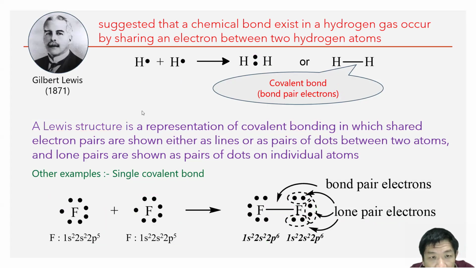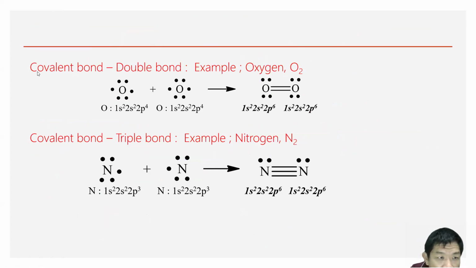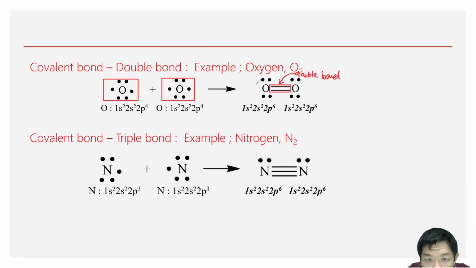So we're going to have a look at oxygen, okay? Oxygen has the valence electron configuration of 1s2, 2s2, 2p4. So both oxygen atoms need to share two electrons in order to achieve octet configurations. Both atoms share two of their electrons to form what we call a double bond. Okay, so when two electrons from each atom are shared to form two bonds like this, we call it a double bond.